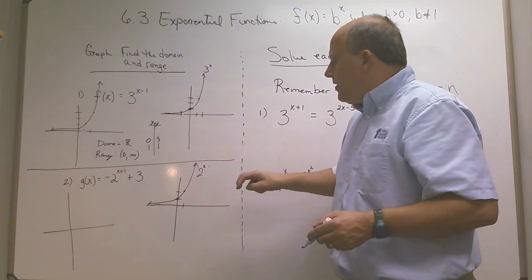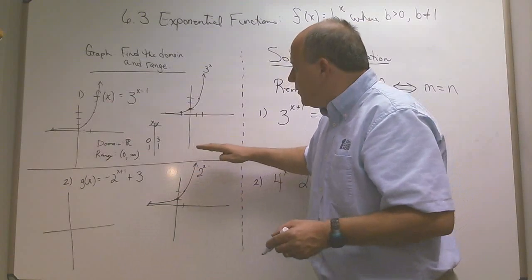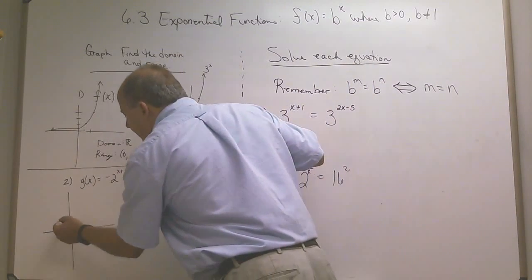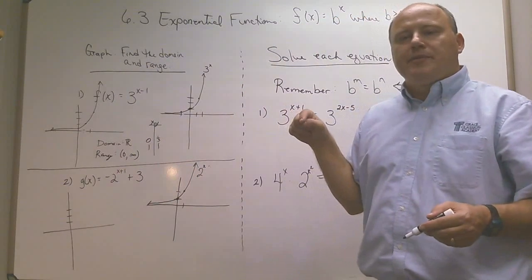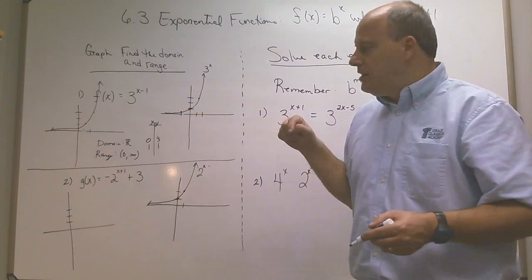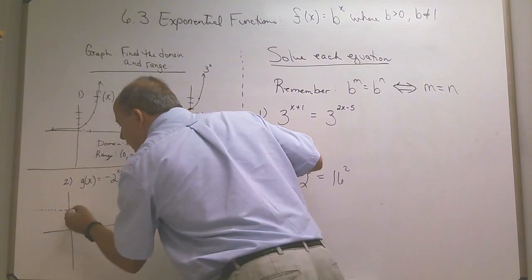Now, it's above the x-axis here. So what we're going to do, when we move it up above 3, it changes where it levels off. If you remember from class, it's called a horizontal asymptote. So there's going to be a horizontal asymptote right there.